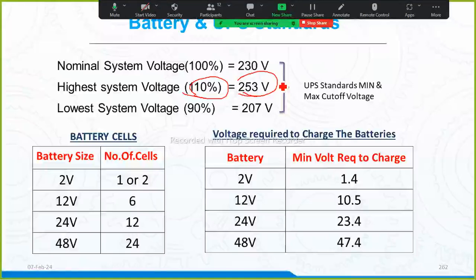So what I'm telling is, if the input supply to the UPS is up to 230, 253 is okay. If the voltage is coming more than 253, it will cut off the main supply. The battery which has been charged will start discharging the power to the load. The same way, if the input supply is coming below 207, the equipment should not get damaged. So to protect the equipment, the UPS will cut off the main supply and the battery which has been charged will start discharging the power to the load. This is called low voltage cutoff, high voltage cutoff, and the nominal system voltage, that is 253 or 230.